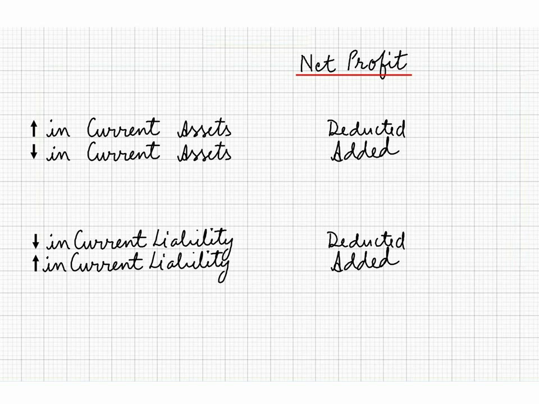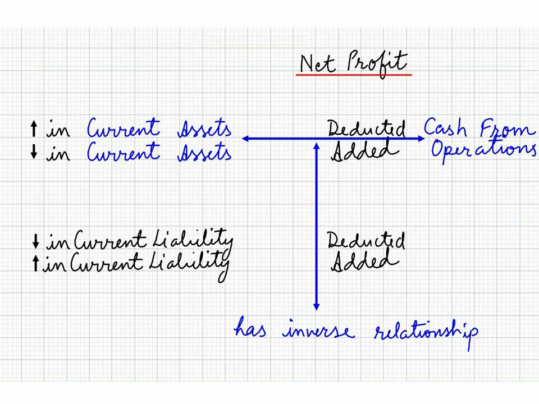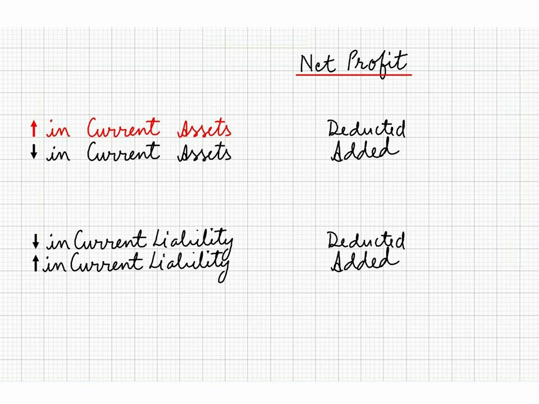Or in other words, you can say that to calculate cash from operation, current assets and cash from operation have an inverse relationship. It means if there is any increase in the current asset, that will be deducted. If there is any decrease in current asset, that will be added to net profit to reach cash from operation. So I'll go into details in the upcoming questions.